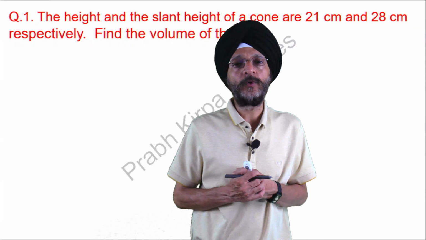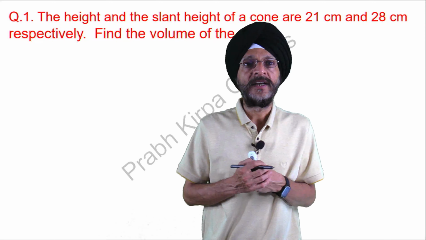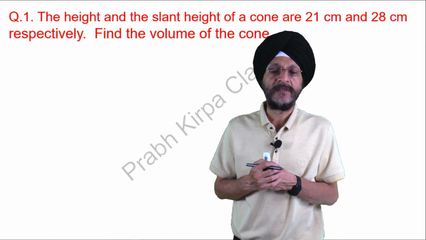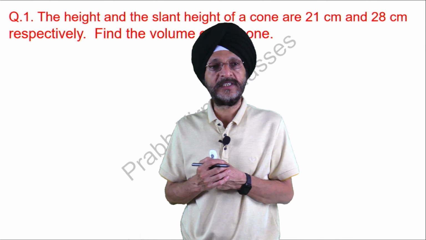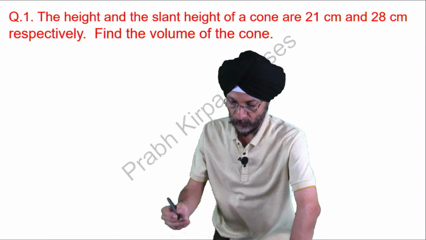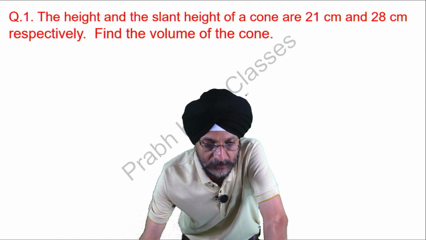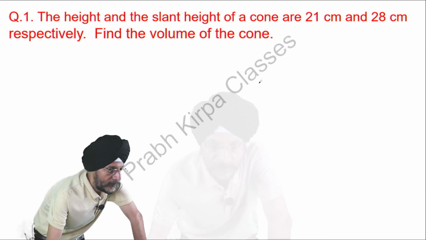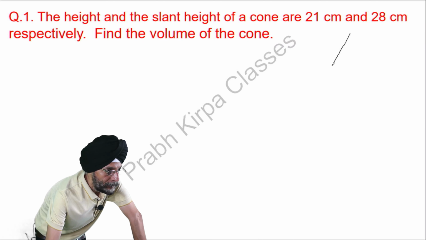Now the question before us is: the height and the slant height of a cone are 21 centimeter and 28 centimeter respectively. We have been asked to find out the volume of the cone. Now, this is the cone before us.